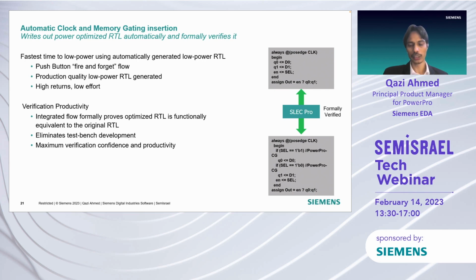machine-generated RTL. You can simply verify it using a sequential LEC tool, and we offer Select Pro with the automatic flow, which formally verifies that the machine-generated RTL and the original RTL are the same. And therefore you don't have to add extra effort to verify and do things on the testbench side.